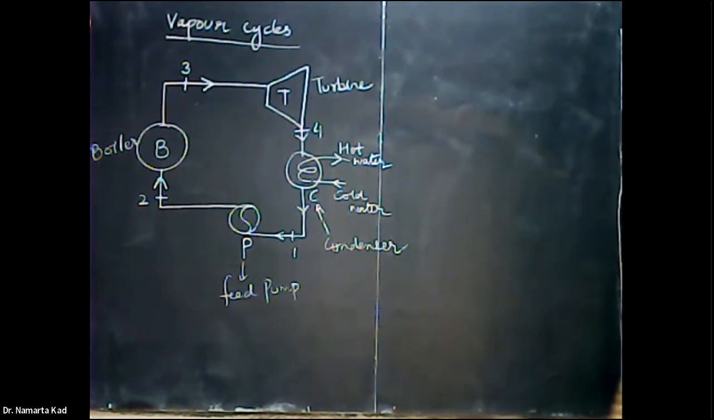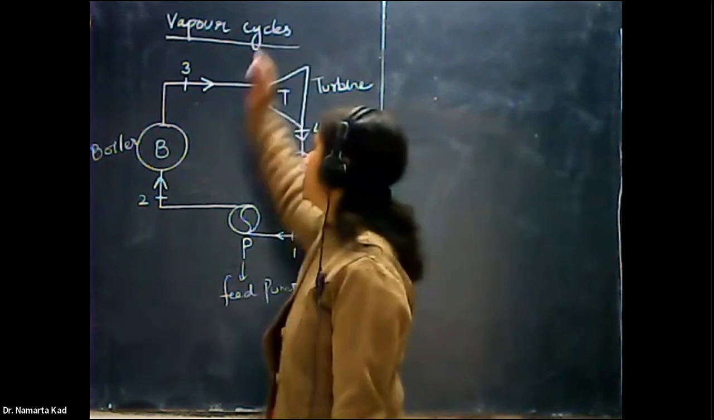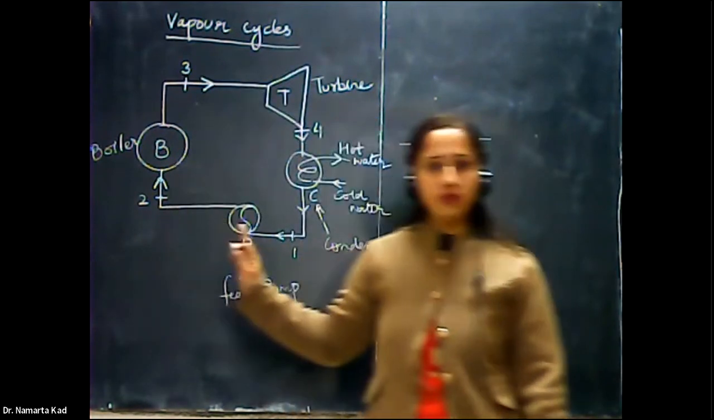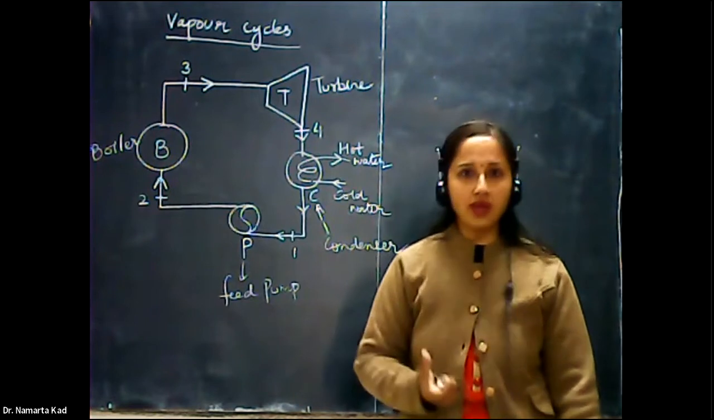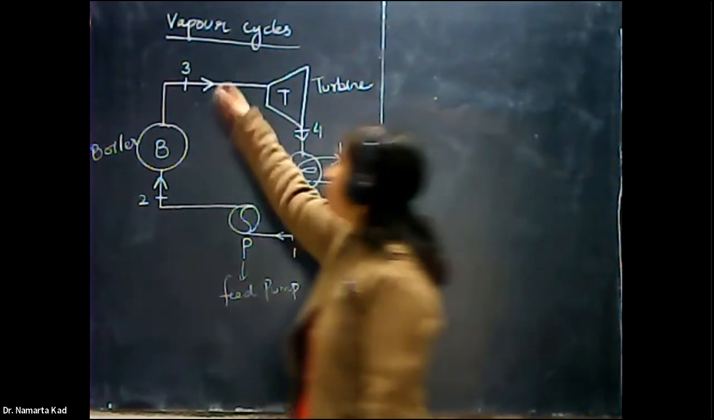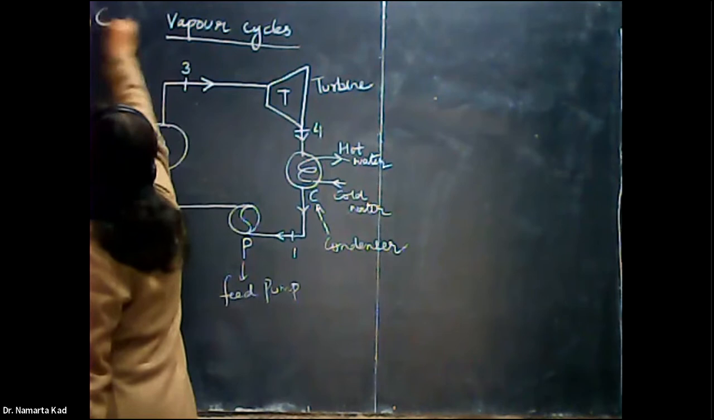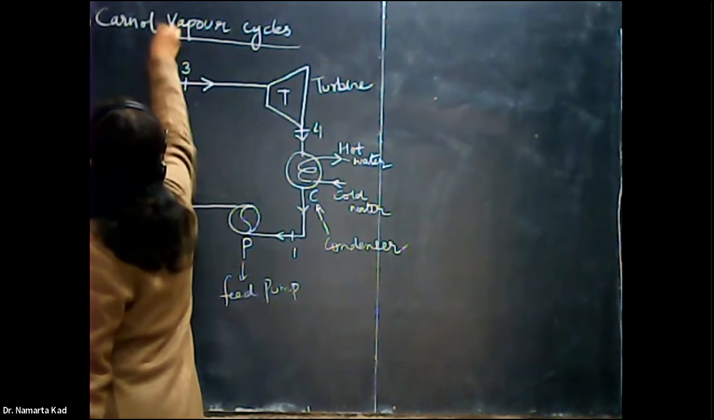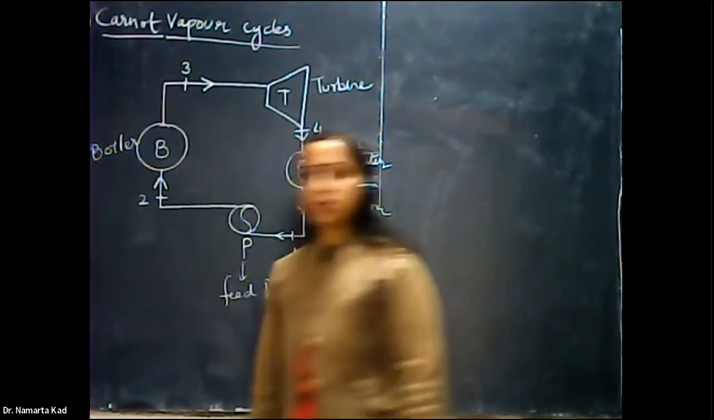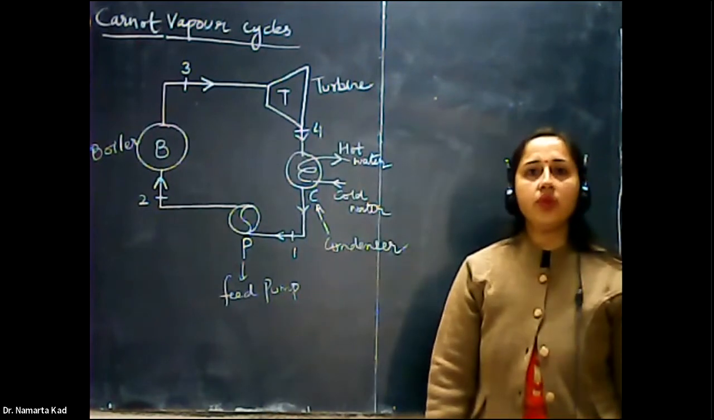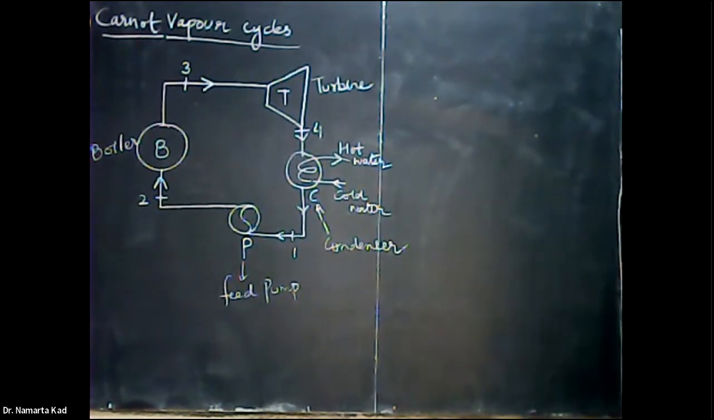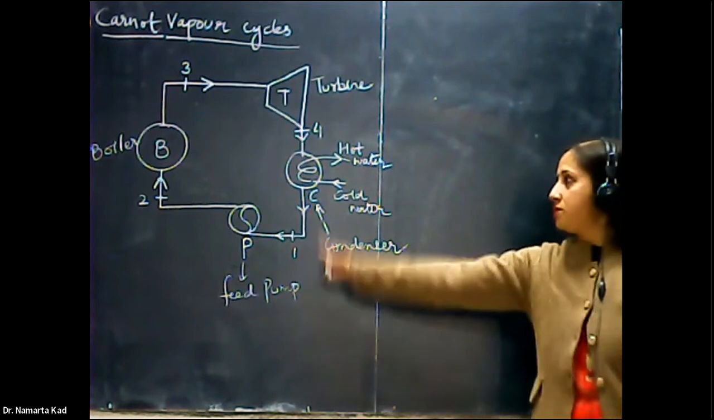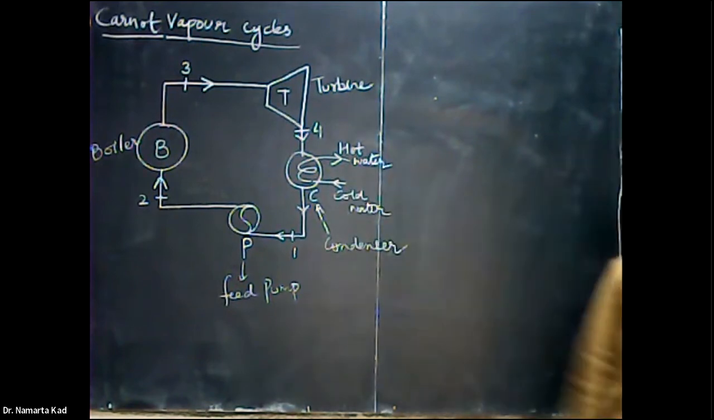Okay, now let's start with the Carnot vapor cycle. The diagram remains the same; there is very little change in some of the diagrams. Starting with the first vapor cycle, the Carnot vapor cycle, the diagram also remains the same. Here it is the pump, boiler, turbine and condenser.